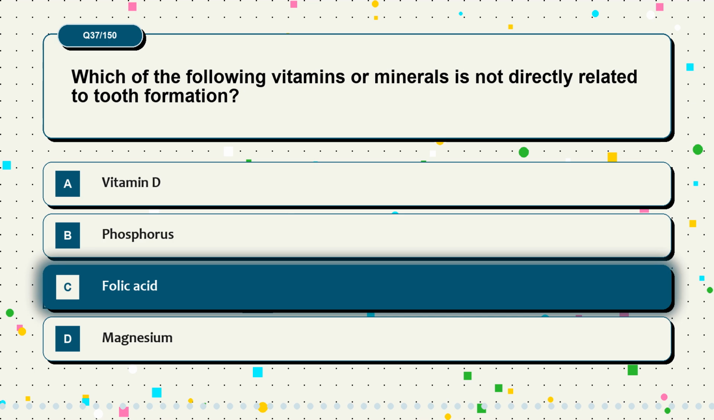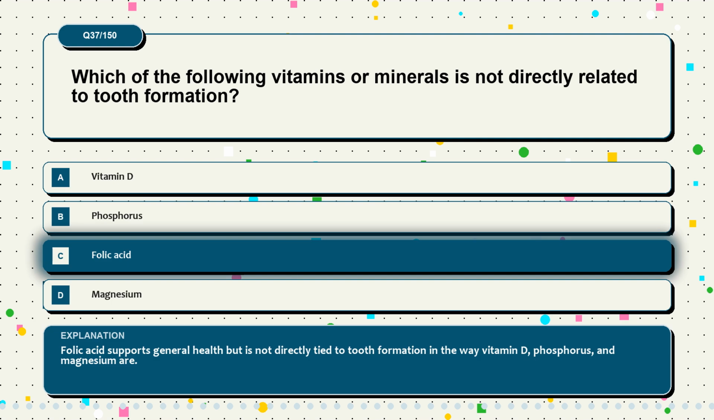The correct answer is option C, folic acid. Folic acid supports general health, but is not directly tied to tooth formation in the way vitamin D, phosphorus, and magnesium are.